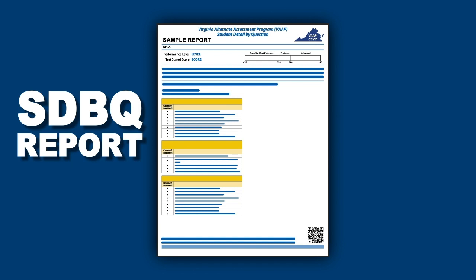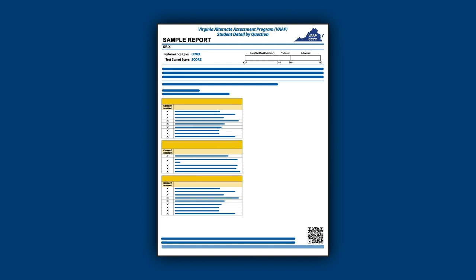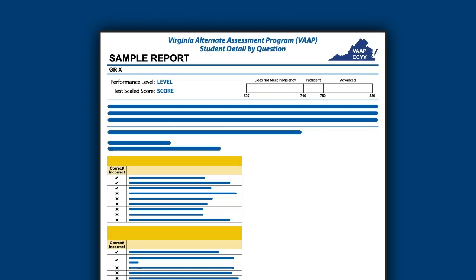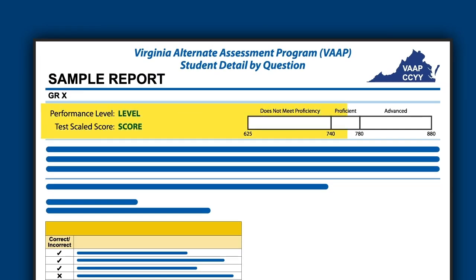This video will include an example SDBQ report for Grade 5 Science. However, the information provided can be applied to any VAAP SDBQ report. Let's begin by reviewing different parts of the report. Your child's overall achievement on this test is described by the performance level.